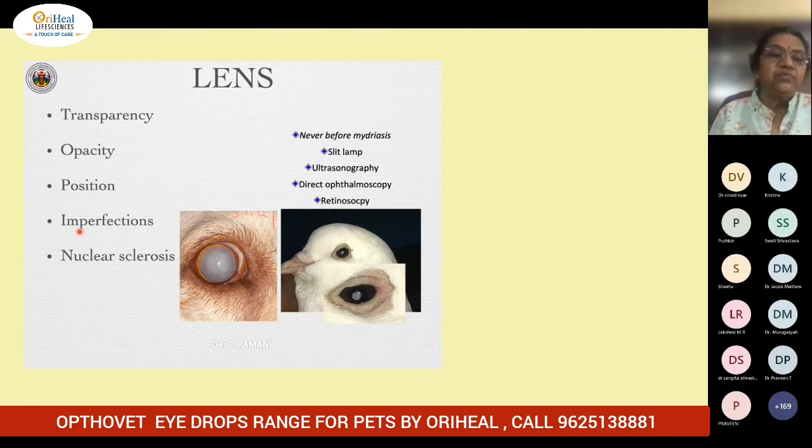Or in the case of a very adult lens, a very old lens, you will find some dark brown deposits in the lens. They are called imperfections. And in a very adult lens, sometimes it will split, and that is called nuclear sclerosis. So never examine before mydriasis, and you definitely need slit lamp, ultrasonography, direct ophthalmoscopy and retinoscopy to assess the status of the lens.